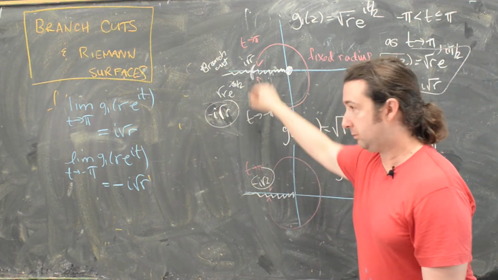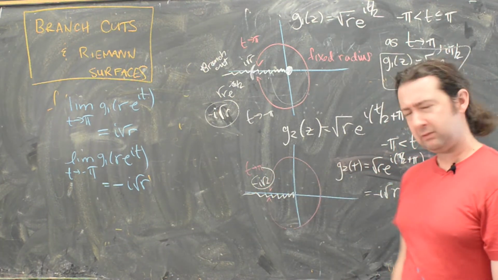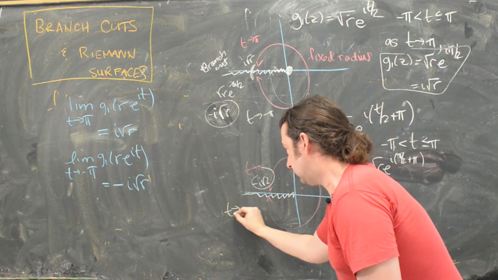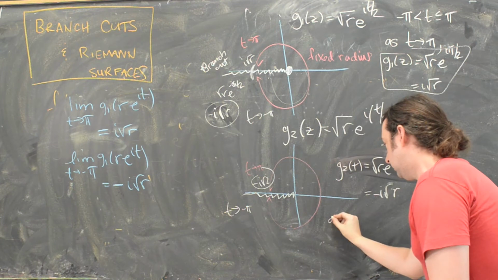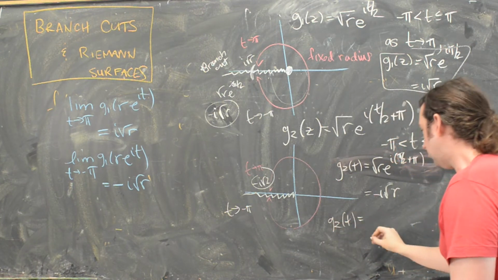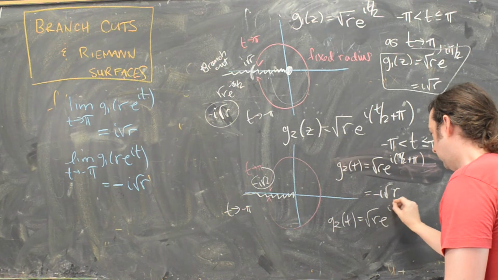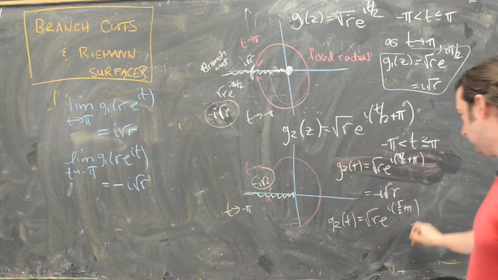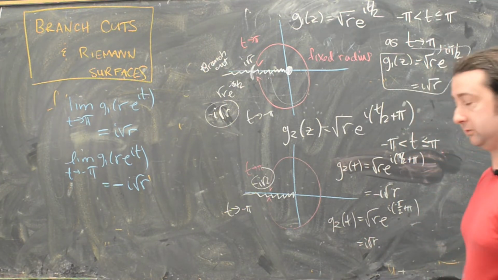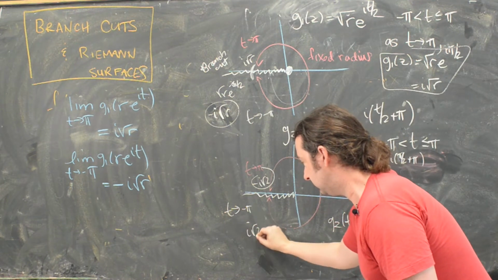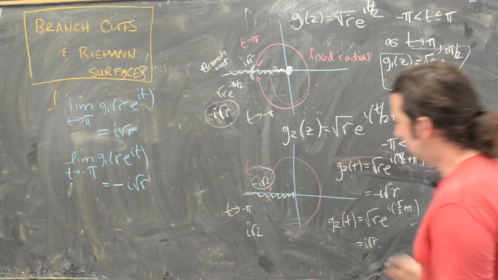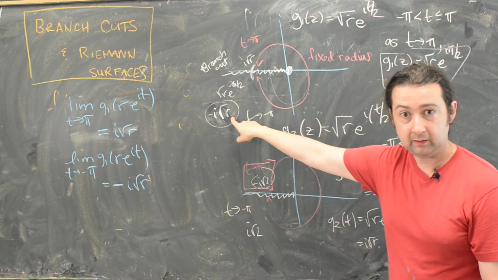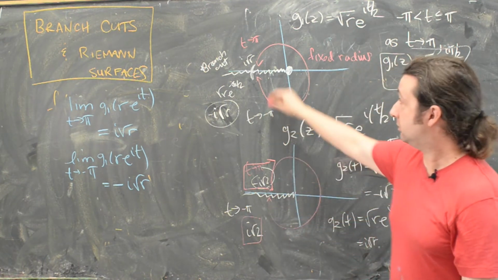So from the top and the bottom, surely that can't be a coincidence. What happens as we approach from the bottom? As t goes to minus pi, g2 of t is going to approach root r e to the i (minus pi over 2 plus pi), but minus pi over 2 plus pi is pi over 2. This is i root r. And notice, from the top, this function approaches what this one does from the bottom. And from the bottom, this function approaches what this one does from the top.